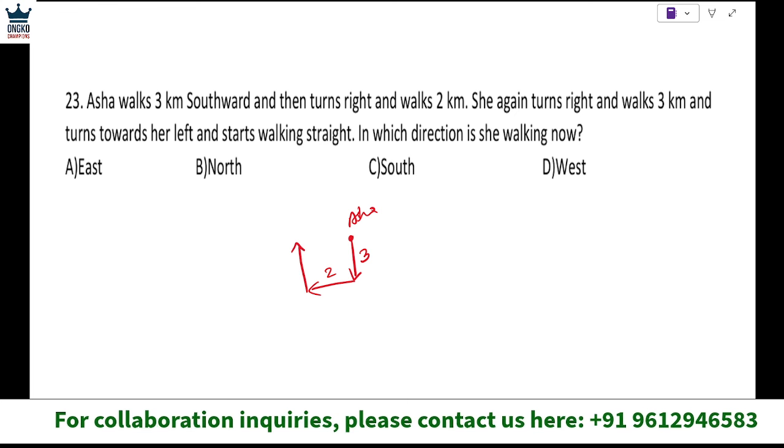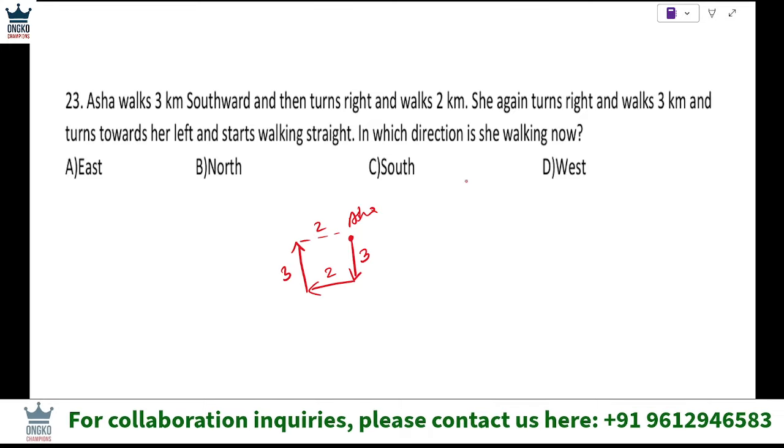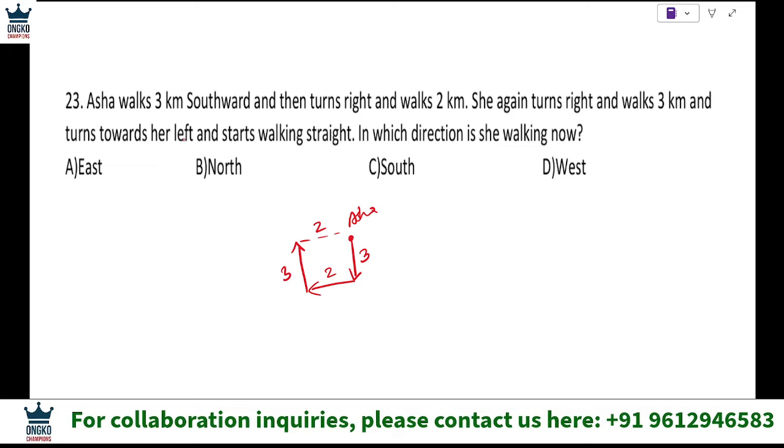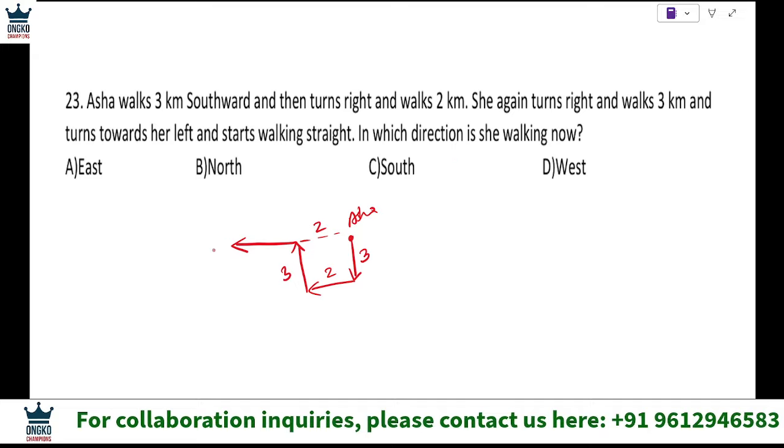So 3 kilometers like this. So now again this is all the same because 3 is it. This is 2, right? And turns towards her left. Her left means what? Left side over. And starts walking straight. That means right, left, then straight. In which direction is she walking now? She is going towards the left side, right?